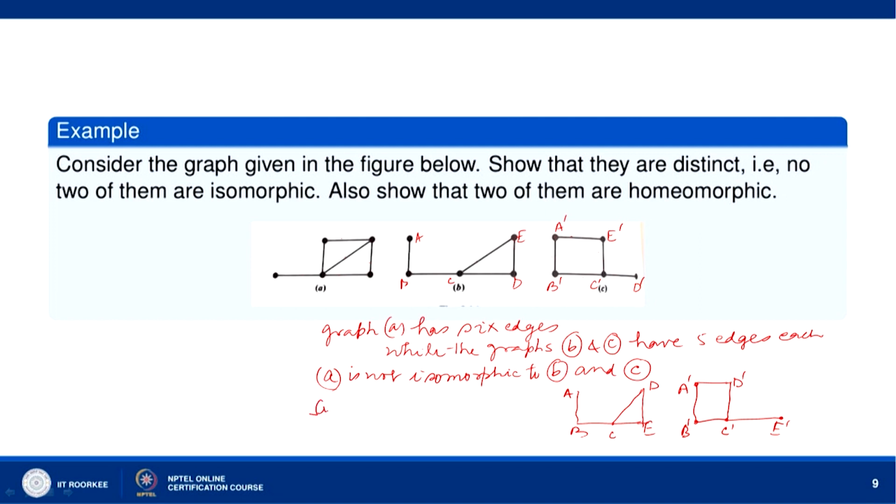So, since there is no edge corresponding to ED in graph C, there is no edge corresponding to ED of graph B. There is no edge corresponding to ED in graph C, so B and C are not isomorphic.